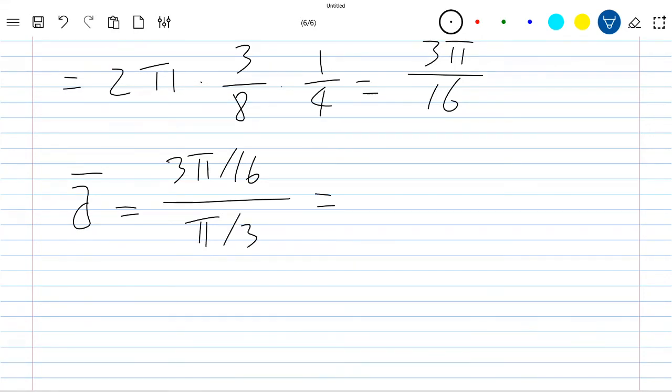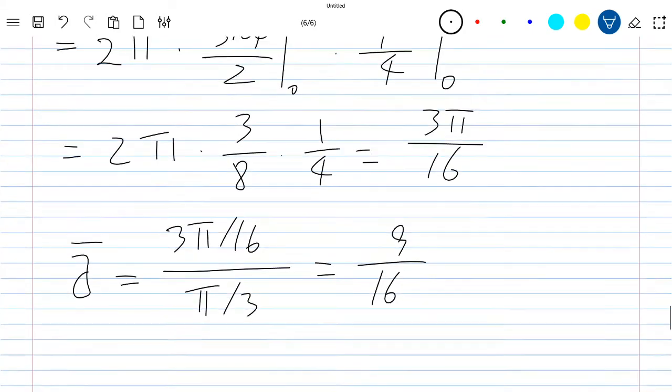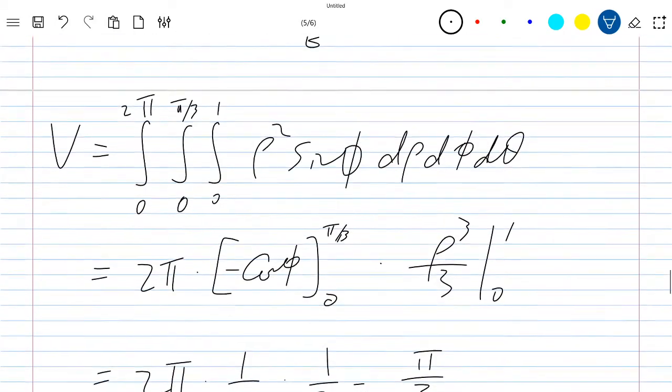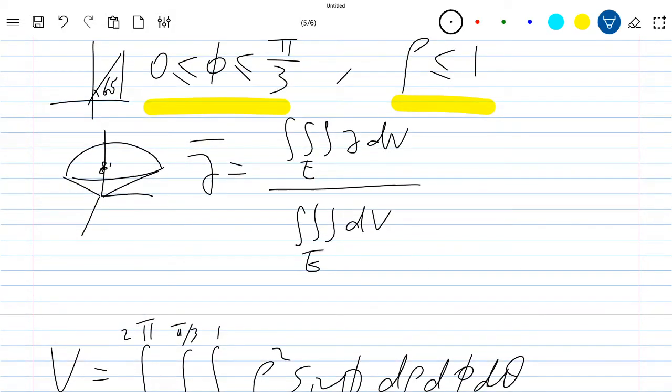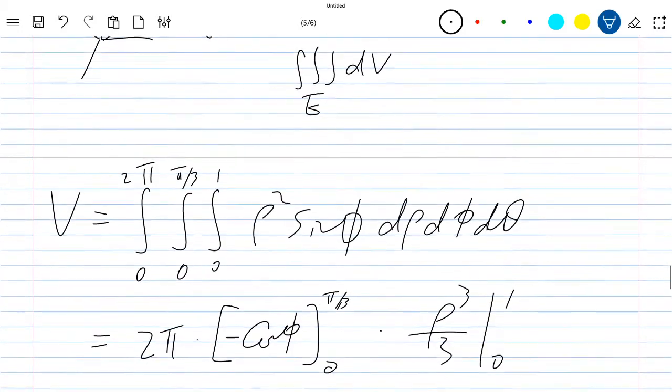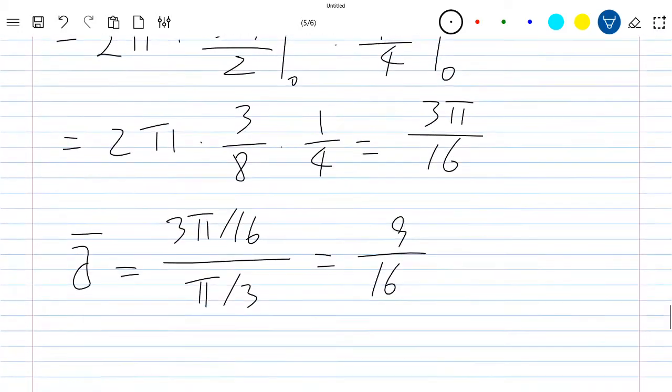So you flip the 3 up, you get 9 over 16. And that seems pretty good, because it's a little bit more than a half, right? Look at our domain. The top is 1 and the bottom is 0, so the middle is 1/2. But the top half is a sphere and the bottom half is a cone, so it should be above the middle point. So it's a reasonable result. Okay.